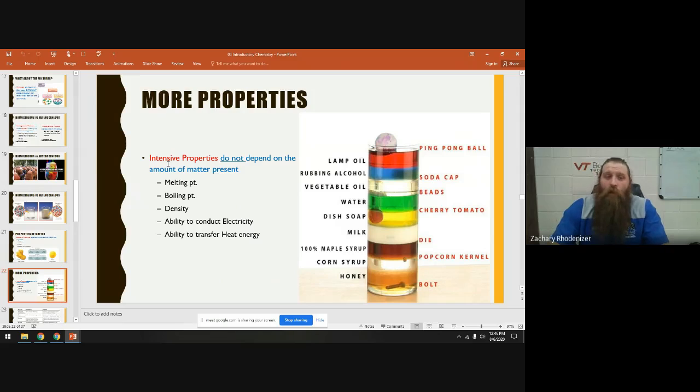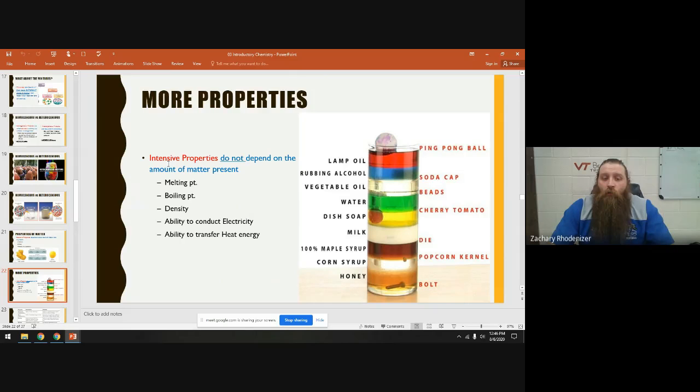Now, that's important. So like the density of an object doesn't change whether or not you have 1 gram of the object or a billion grams of the object. Another one is boiling point, right? So if I want to boil water, I have to get it to 100 degrees Celsius. It doesn't matter how much water I've got, it's just got to get to 100 degrees.